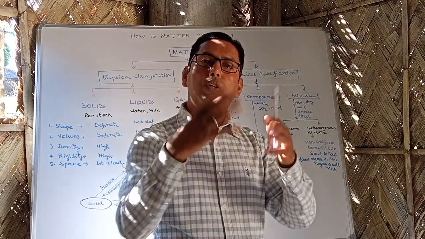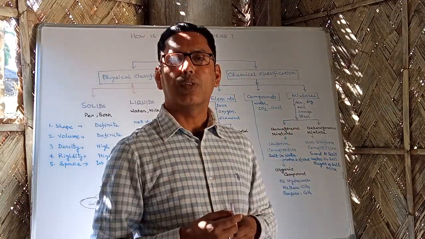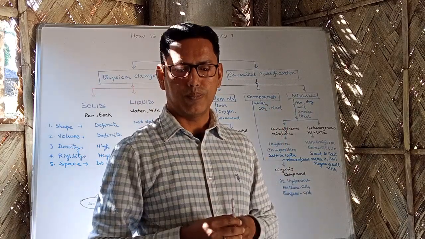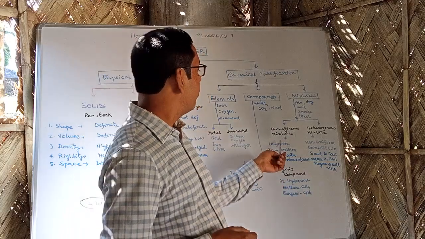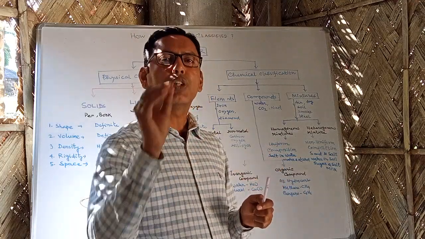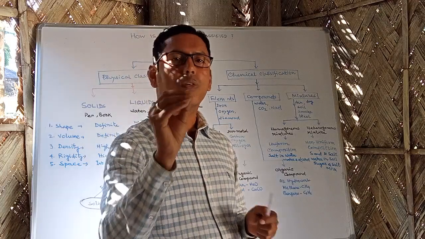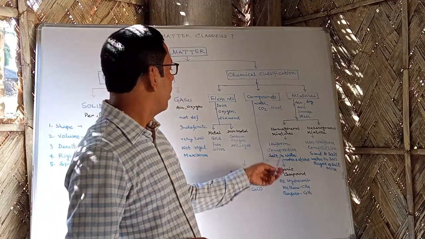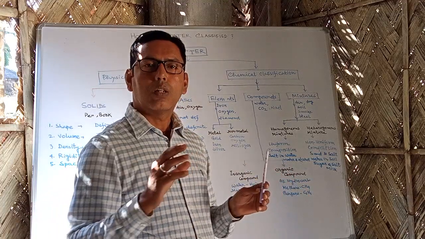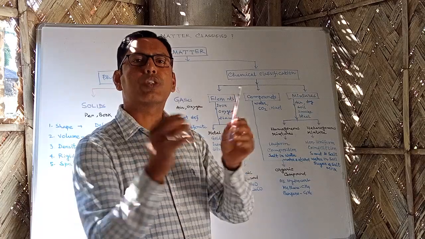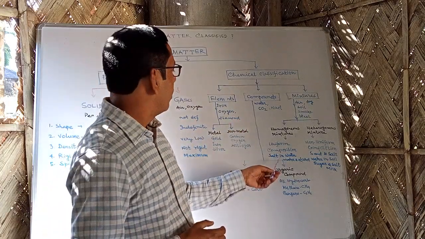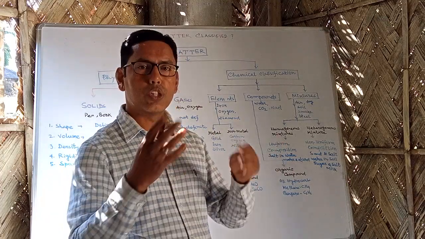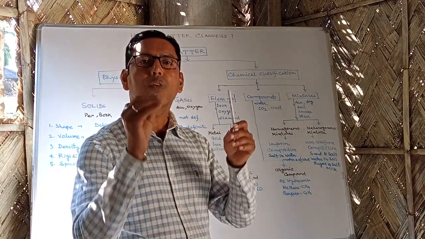Mixtures may be of two types. What are the two types? In some mixtures, the components mix equally. That is uniform composition. Those mixtures which have uniform composition are called homogeneous mixtures. For example, salt in water, salt mixes up in water. Then water and alcohol mix equally. So these are known as homogeneous mixtures, which have uniform composition.